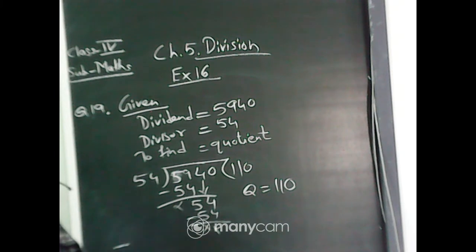Okay, so this is one way to solve it. Directly you are dividing and then writing the answer. There is one more way, that is put it in the formula and then find it out. Okay, so capital D is equal to small d into Q plus R. This way you can find it out. Clear? Let us do number 20.